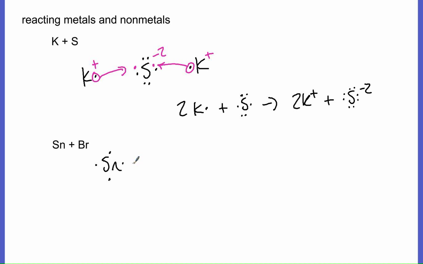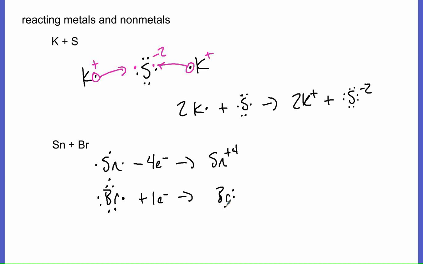Tin's going to lose, remember, because it's a metal. So losing 4 electrons can give me a tin with a +4 charge. And then I have bromines, each of which have 7 valence electrons. Finish that off there. And they're each going to gain 1 electron. Probably don't need that 1 if you don't want to put it there. So that you can make this bromide ion with a -1 charge.